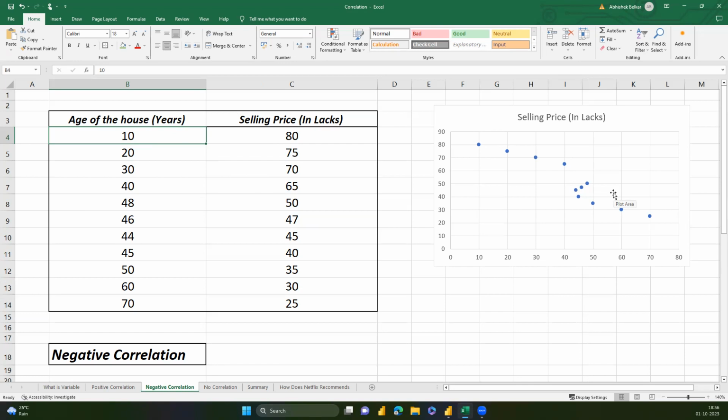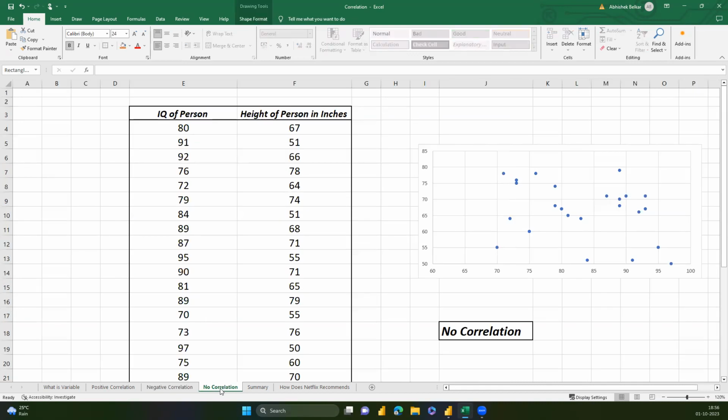Okay. So we looked at positive correlation, where whenever one variable increases, the other increases. The other example, which we are looking at right now, is when one variable increases, the other decreases. So we looked at positive correlation and negative correlation. Let's look at a third option where we don't see any correlation at all.